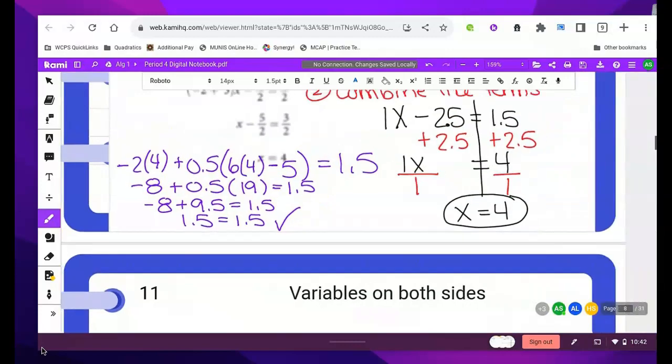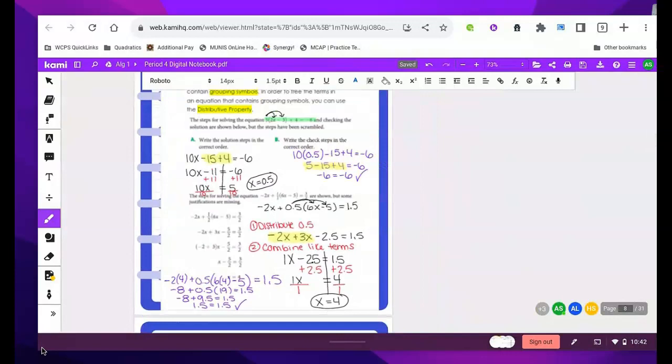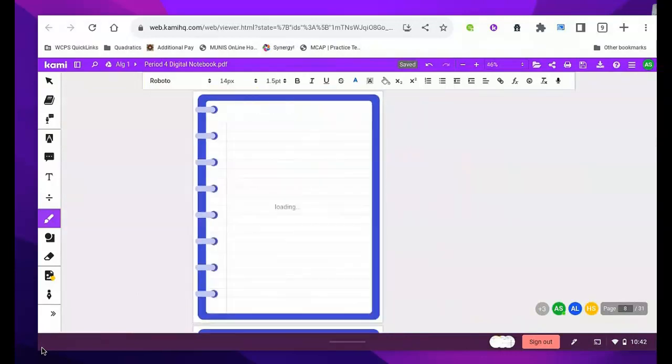So go ahead and pause the video and get whatever part of the notes on page 10 that you have missed, please, and then I'll go ahead and give you the assignment that goes along with these notes.